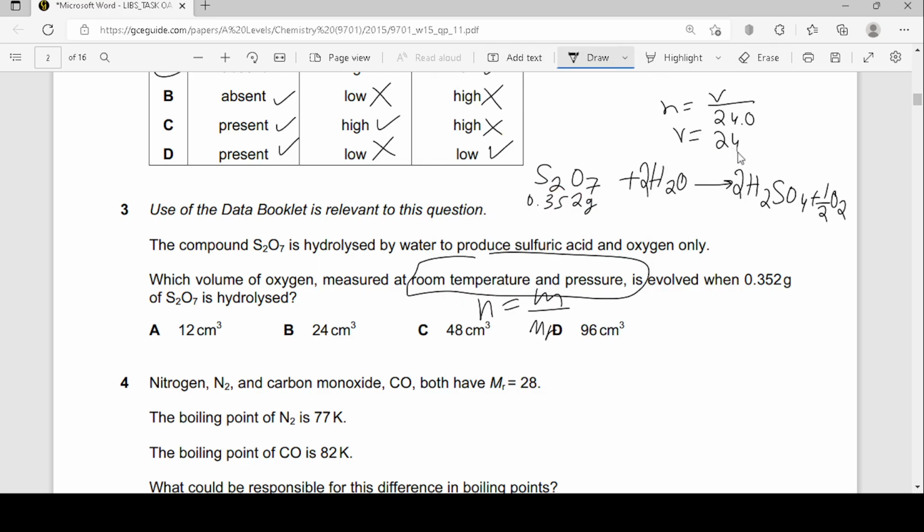And then V equals n times 24, and you don't need to add the 0.0. I'm just a weirdo. I like to add 24.0, right? It's paper 1, who cares?